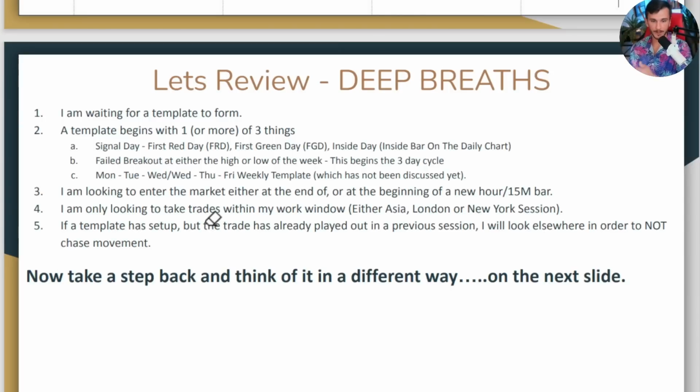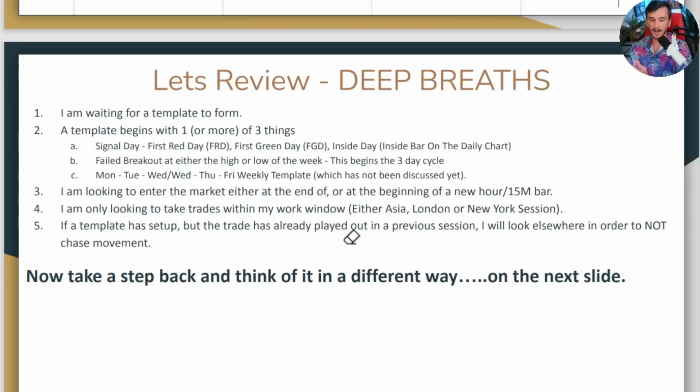I am only looking to take trades within my work window. I'm not trading in Asia. I'm not trading in London. Me personally, I trade in New York. But if you trade Asia or you trade London, then you are looking for the setup based off the signal to present in your session specifically, or at least I am. If a template has set up, but the trade has already played out in a previous session, I will look elsewhere. I don't want to chase the movement.